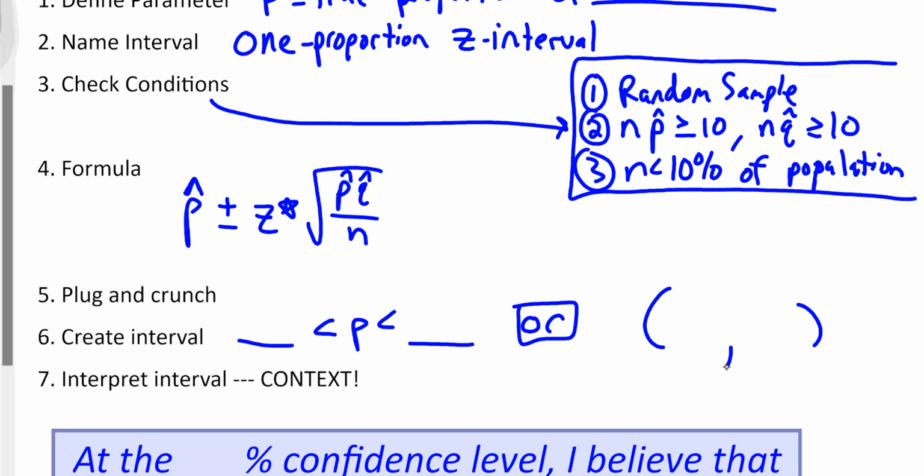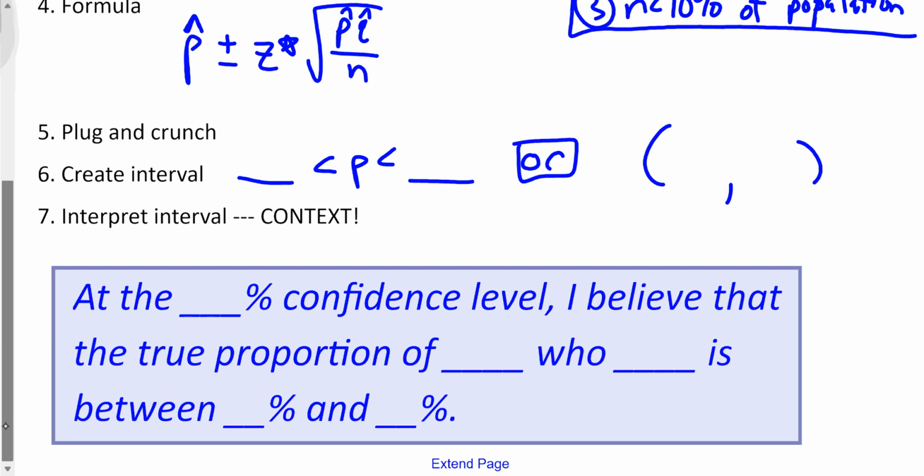And finally, it is very important to interpret, give context to what we're doing. If you want to write this down, this thing I have in the blue box is a good way to interpret it. It's not the only way, but the things that you need are the confidence level, the context, and the actual interval itself. And this provides that in a pretty concise way. So at the blank confidence level, I believe that the true proportion of blank, and if it has to do with people, we can say who blank, is between this and this.